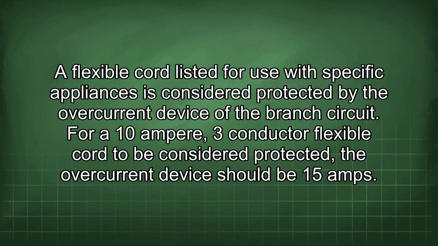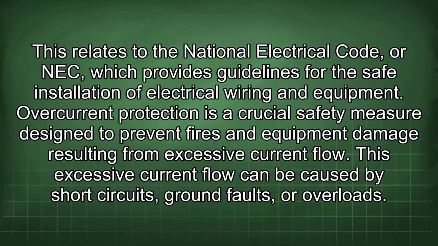Flexible cord listed for use with specific appliances is considered protected by the overcurrent device of the branch circuit. For a 10 ampere, 3-conductor flexible cord to be considered protected, the overcurrent device should be 15 amps. This relates to the National Electrical Code, or NEC, which provides guidelines for the safe installation of electrical wiring and equipment. Overcurrent protection is a crucial safety measure designed to prevent fires and equipment damage resulting from excessive current flow.